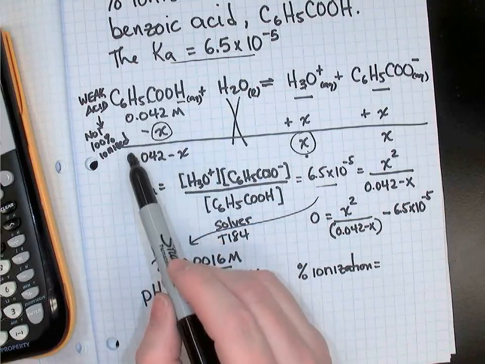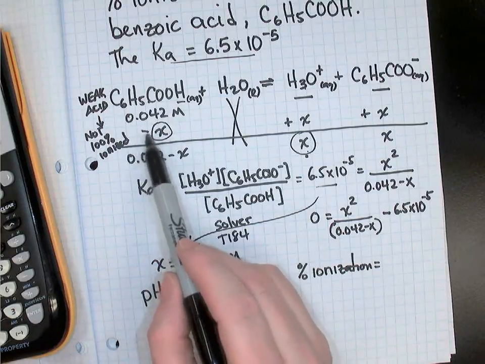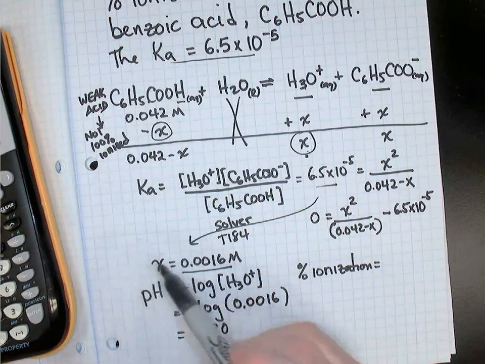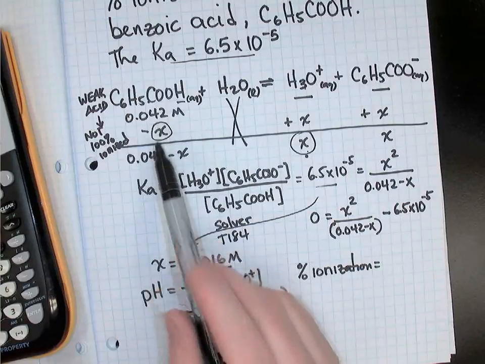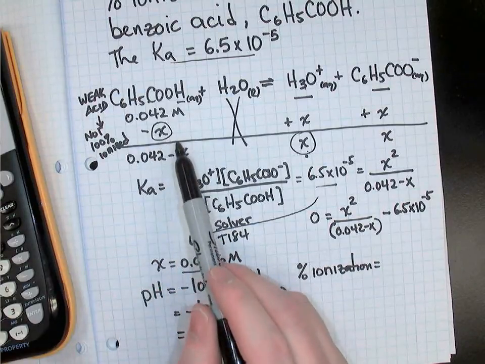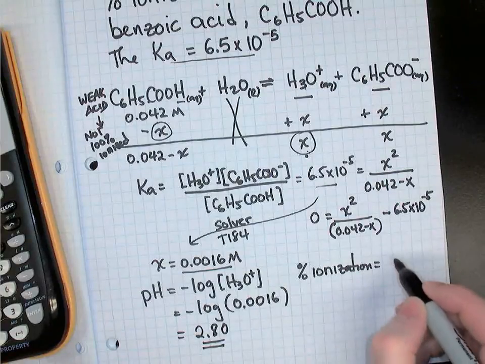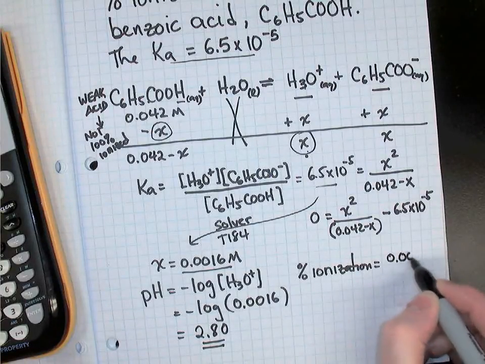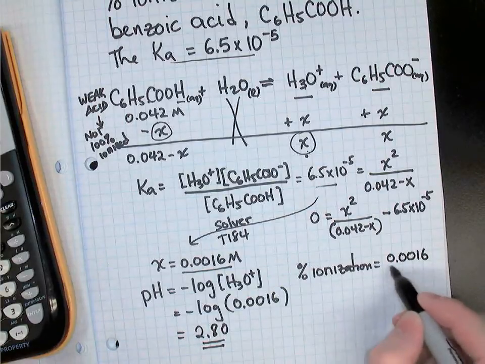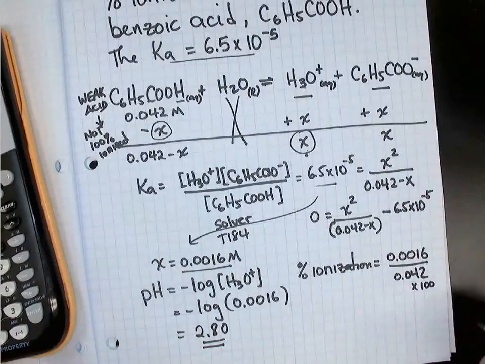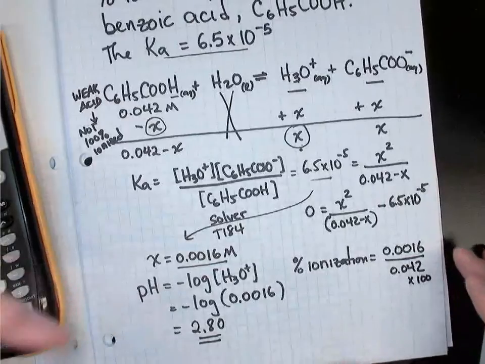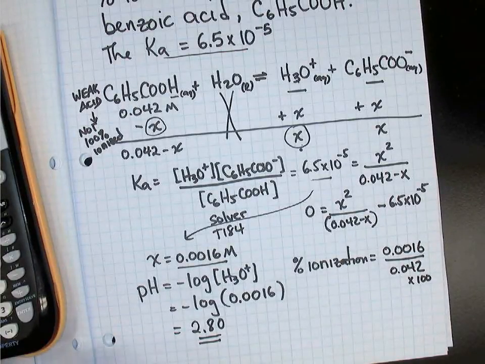We started with 0.042 molarity, and we ionized, we lost X, the concentration we calculated to be 0.0016. So if you began with 0.042 and you ionized 0.0016, we can calculate the percent ionization by simply taking the amount that ionized, 0.0016, and dividing by the starting concentration, 0.042, and times that by 100, and you'll have a percentage. So 0.0016 divided by the initial concentration, 0.042, and then times 100.